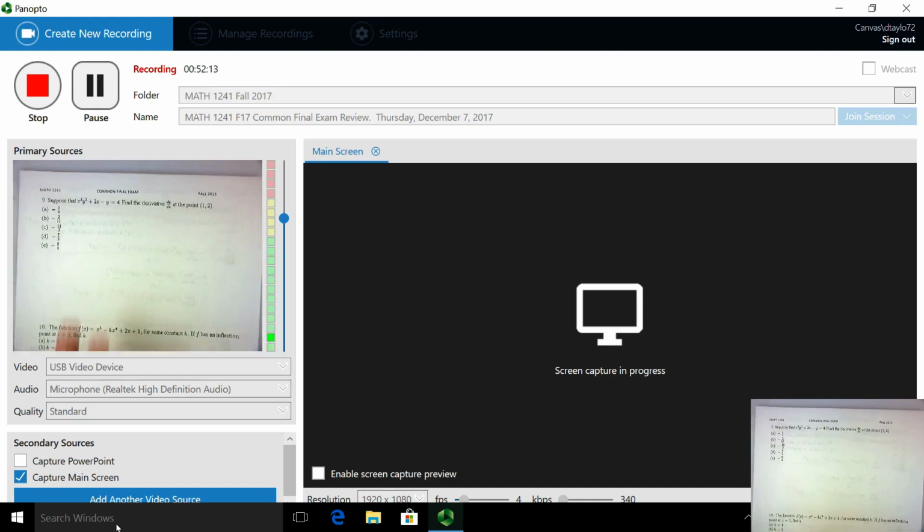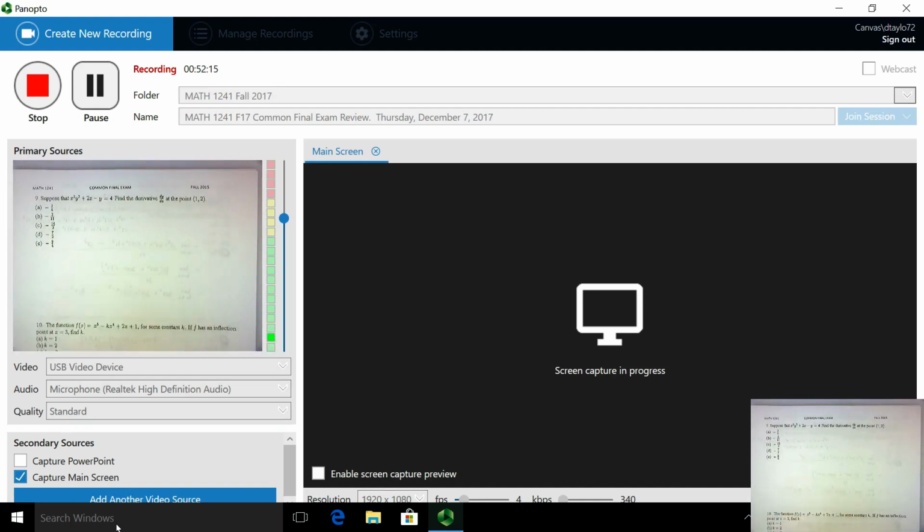Number 9. Suppose that we have the equation x cubed times y squared plus 2x minus y equal to 4. Let's find the derivative dy/dx and evaluate it at the point (1, 2).